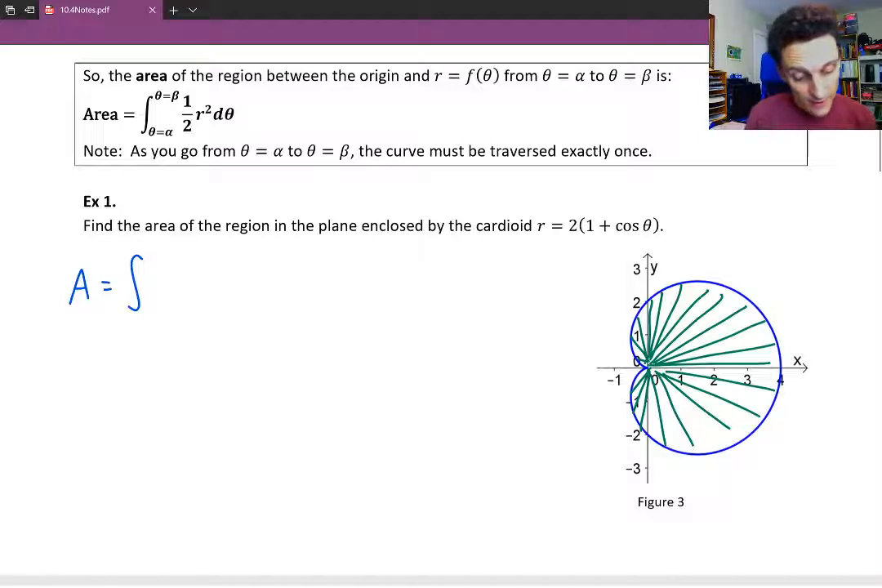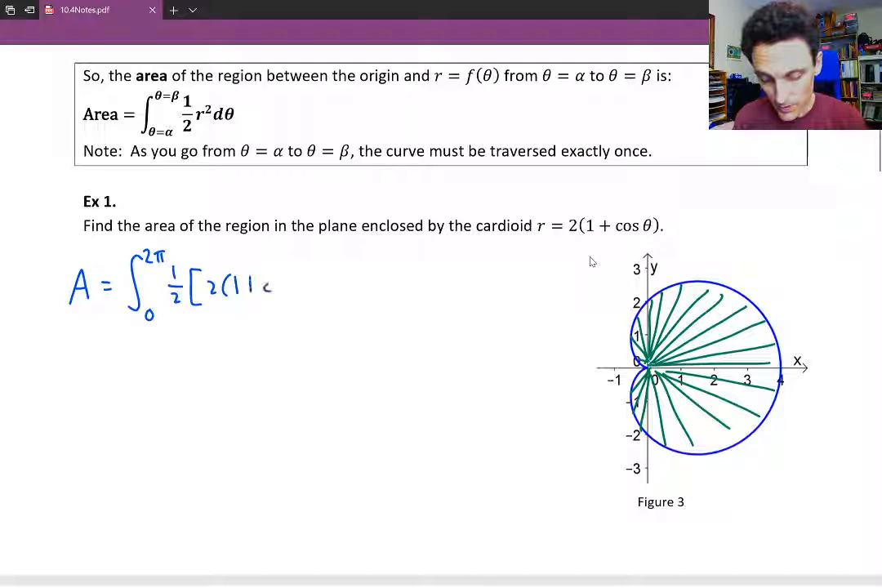So if we're going to figure out the area of this region, we're going to have to go all the way around the cardioid. We're going to go from theta equals 0 to pi over 2 to pi to 3 pi over 2, and then back to 2 pi. We're going to go all the way around the cardioid, 0 to 2 pi. So that's our interval. Then we're going to write 1/2 times r squared, where r is 2 times (1 plus cosine theta). So that's your r squared, and then we just have d theta. So not too bad, actually, setting up the integral.